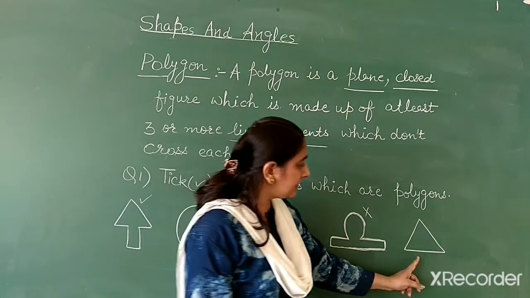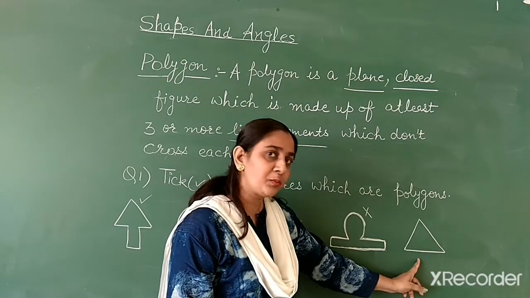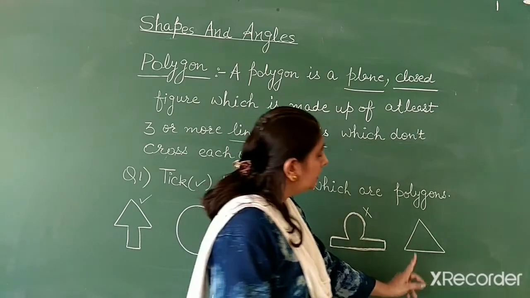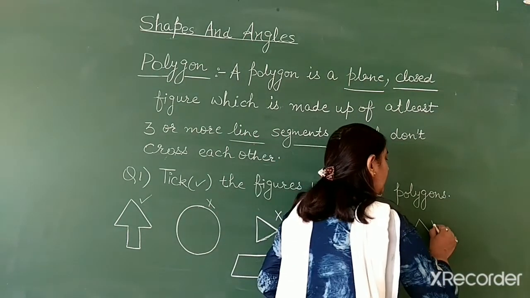Now look at the fourth figure. This is a plane figure. This is a closed figure also. It is made up of 3 line segments also, and line segments are not crossing each other. So this figure is satisfying all the 4 conditions of polygon. So this is a polygon.